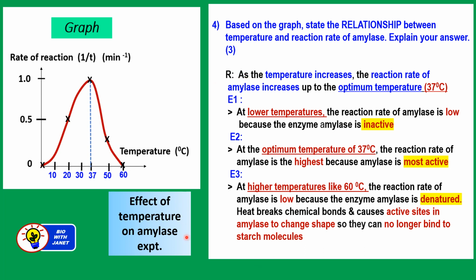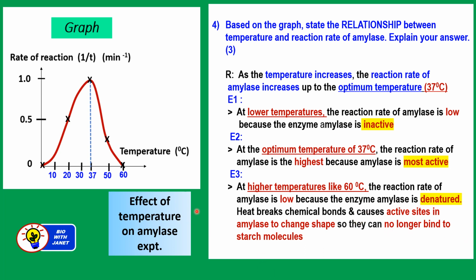As the temperature increases, from low temperature to 37 degrees Celsius, the reaction rate of amylase increases up to the optimum temperature of 37 degrees Celsius. And after that, the reaction rate decreases again. So as MV increases, as temperature increases, the RV or reaction rate of amylase increases up to the optimum temperature of 37 degrees Celsius.